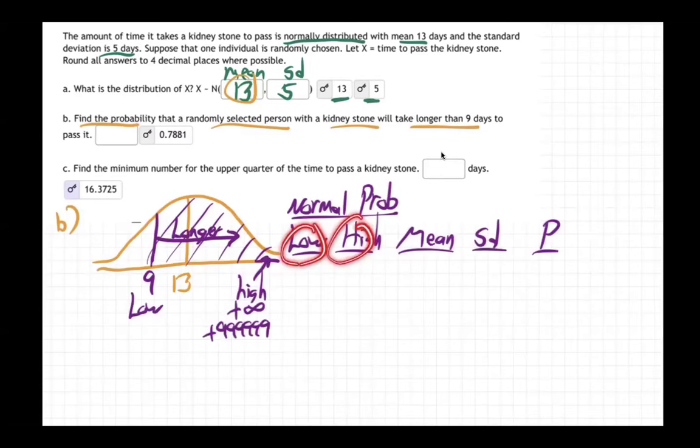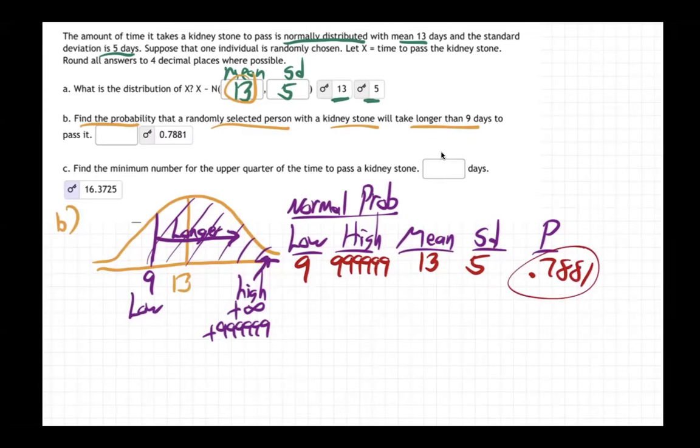So the low and the high are the left and the right edge of the shading. That's what the low and the high always are, the left and the right edges of the shading, the part of the bell curve that's shaded. So the low is 9, the high is forever to the right. Forever to the right is always positive infinity. So the low is 9, the high is 6 nines. The mean is 13, standard deviation was 5. Then we just hit the buttons and it'll give us the P, which will be 0.7881. That's what will come out when you hit calculate.